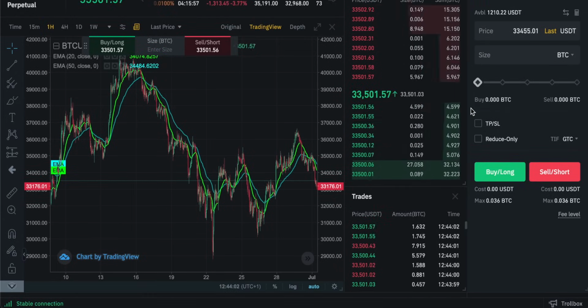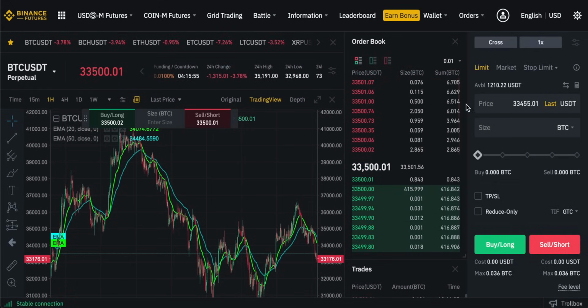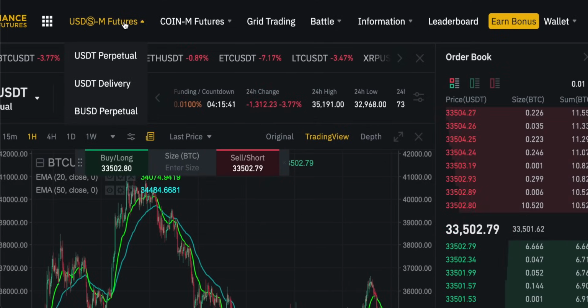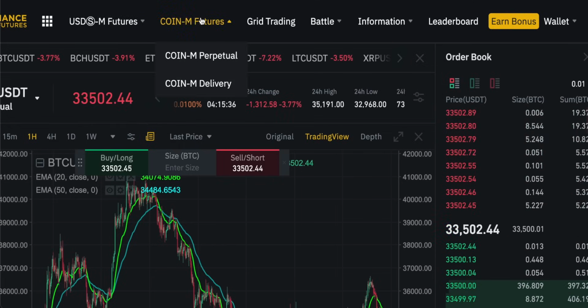Something else to be aware of on Binance and many other futures trading platforms as well is USDS futures versus coin futures. USDS futures simply means that you can put US dollar stablecoins on account for your collateral. Coin futures means that you can put the coin on account as collateral to fund your trades.